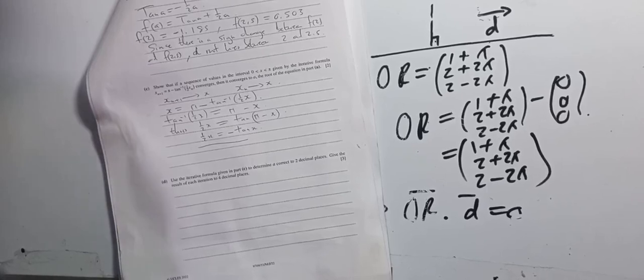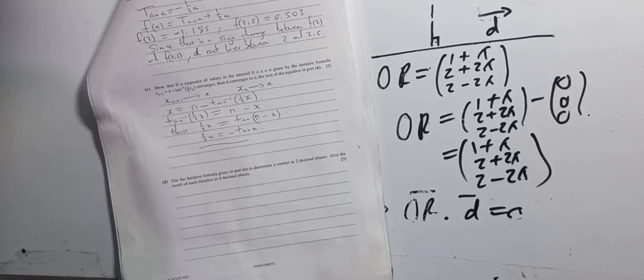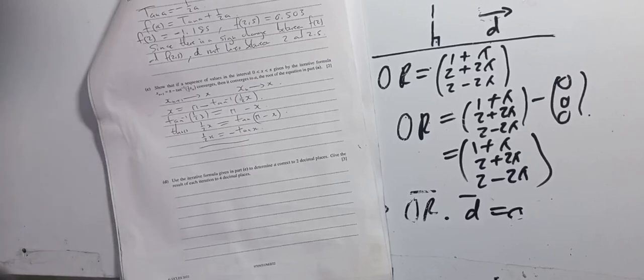Use the iterative formula given in part C to determine A correct to 2 decimal places. Give the result of each iteration to 4 decimal places. You have to make sure that your calculator is in radian mode, so you have to change it to radians for these iterations.